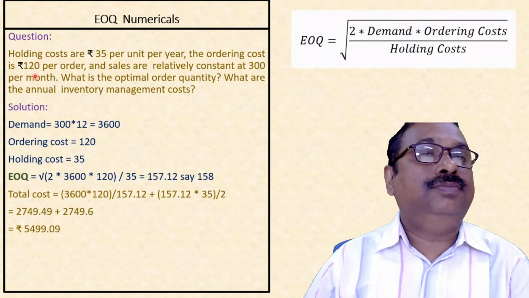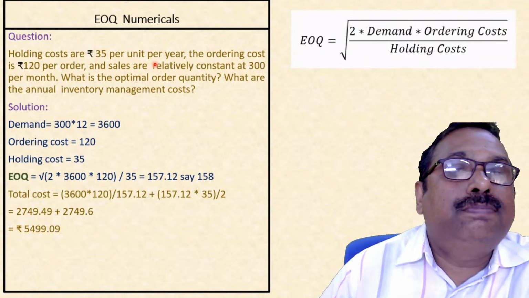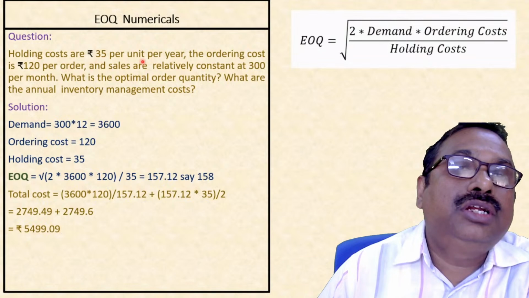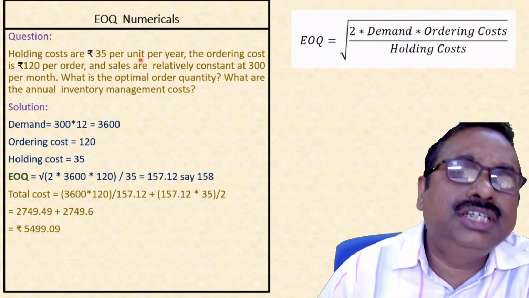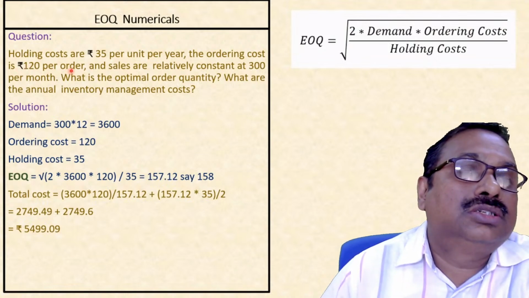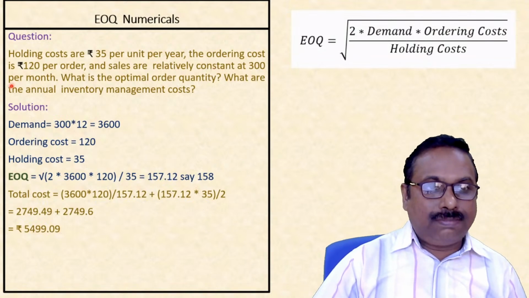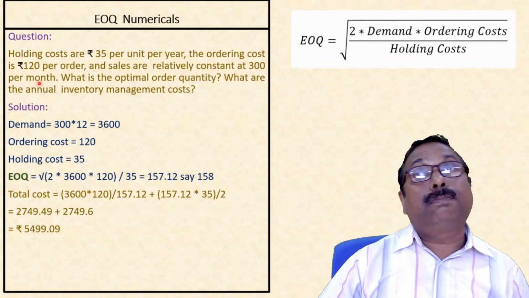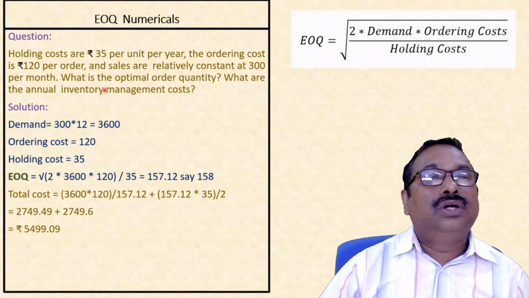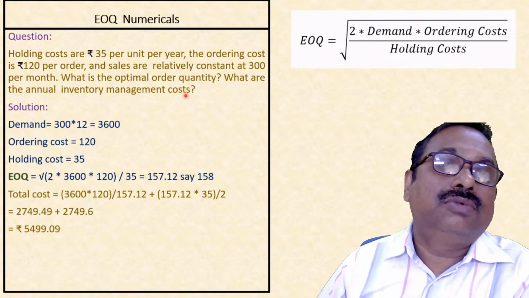Let's take an example. Suppose holding costs are rupees 35 per unit per year. This is the CH. And the ordering cost is rupees 120 per order, CO. And the sales are relatively constant at 300 per month. So 300 per month means annual is 300 into 12. We have to calculate the EOQ and the annual inventory cost.